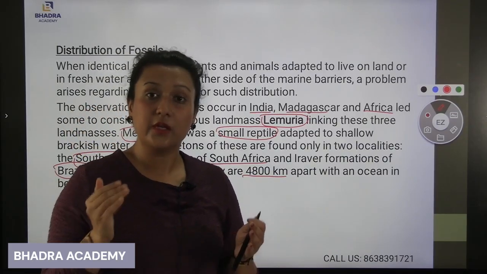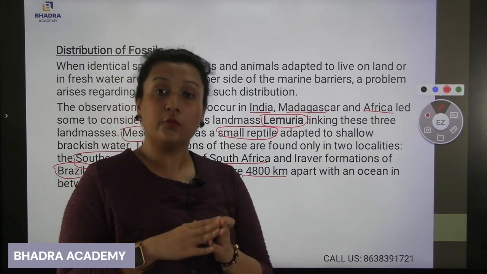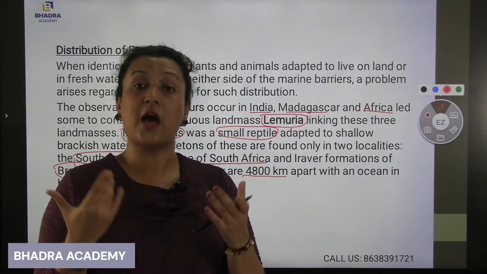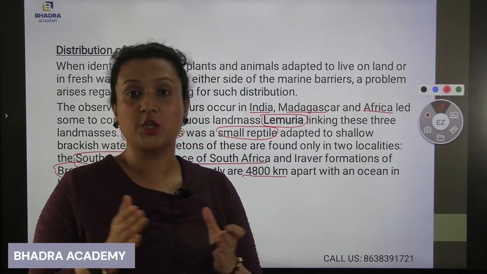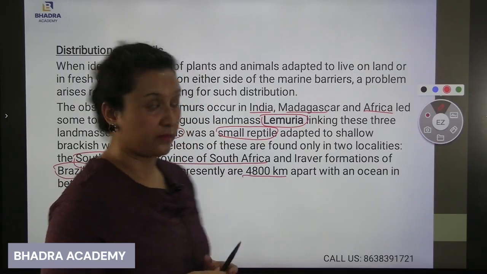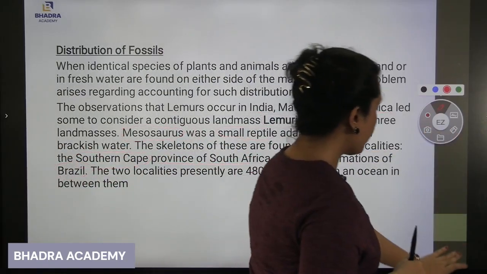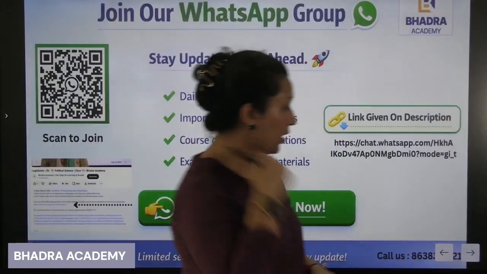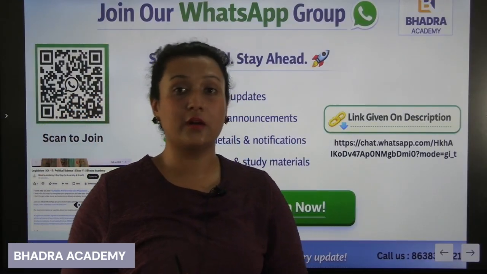Now with the help of the continental drift, we can find out how the continents were divided, how that landmass which was first divided into Laurasia and Gondwanaland was divided into different continents. So these are the distribution of fossils. I hope you have understood. So today we have understood about the continental drift and the evidence of the continental drift.